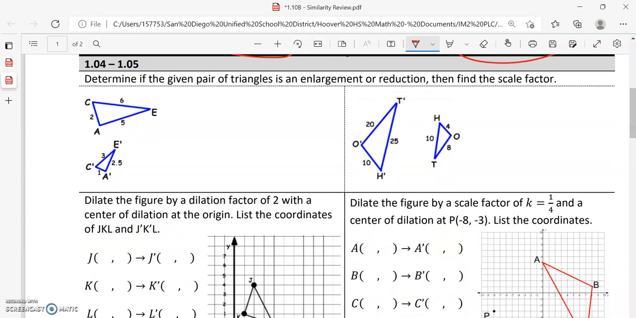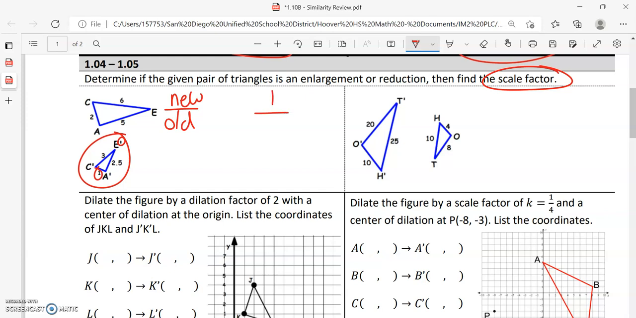Determine if the given pair of triangles is an enlargement or reduction. Then find the scale factor. All right, well, first off, these little notches or primes tell you which one's the new. And the formula is always new over old. So I'm going to pick one number out of this. I'm going to go to the smallest number. These small numbers are usually easier to work with. That's up top. And our smallest number over here is 2. So our scale factor is 1/2, which means it's less than 1 and greater than 0.